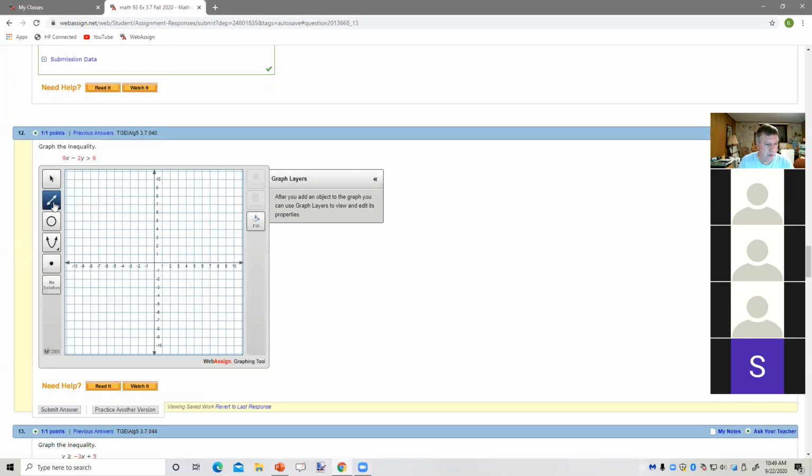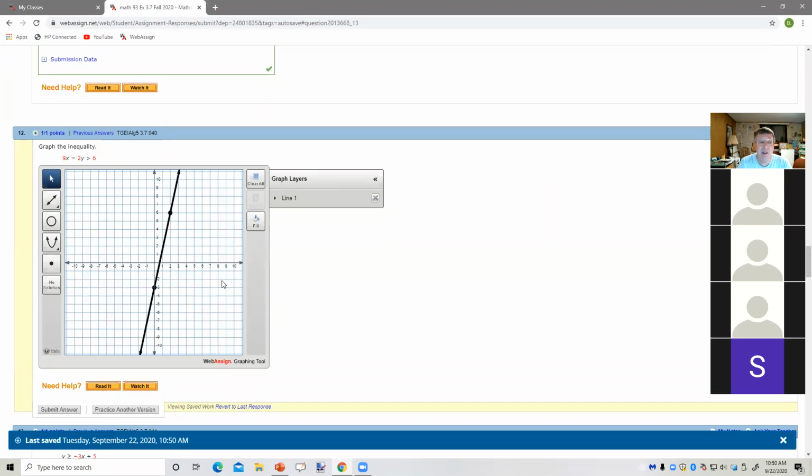WebAssign. I'm going to turn that blue. So I'm going to start at -3. So 0, -3. My slope is 9/2. So I'm going to go up 1, 2, 3, 4, 5, 6, 7, 8, 9, and over 2. All right. Now, my inequality was y is less than 9/2 x minus 3.